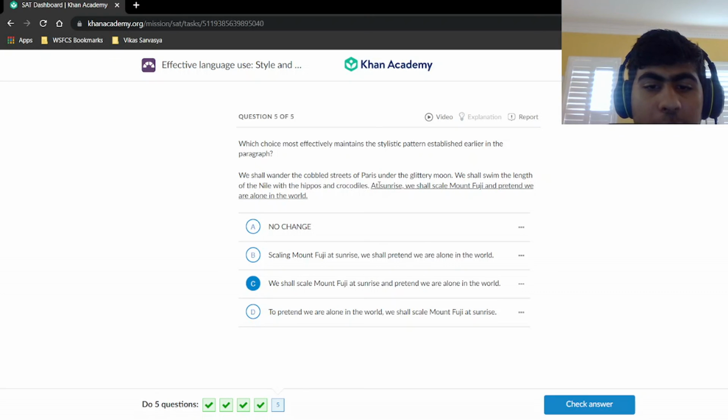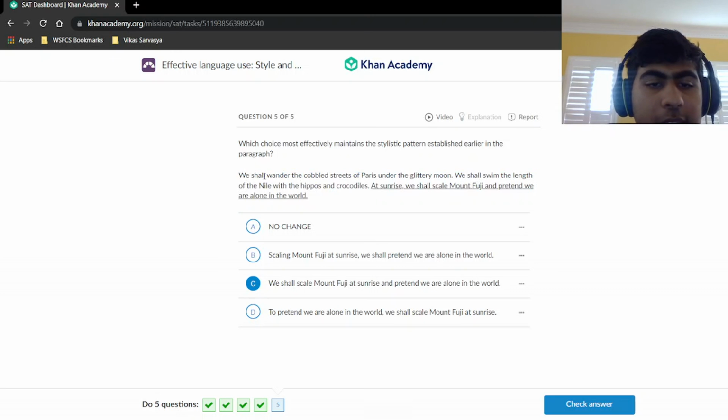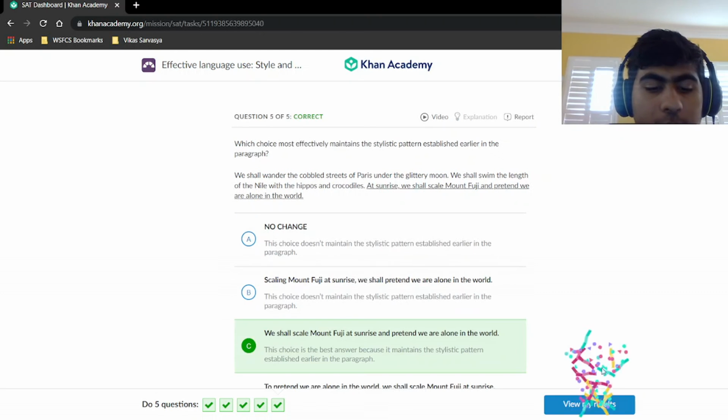We shall scale Mount Fuji at sunrise and pretend we are alone in the world. That seems to flow with the rest of this. It has the same stylistic pattern, so that's our answer.